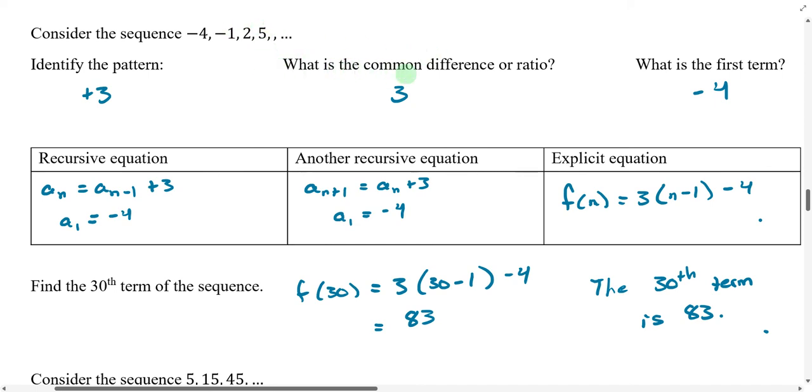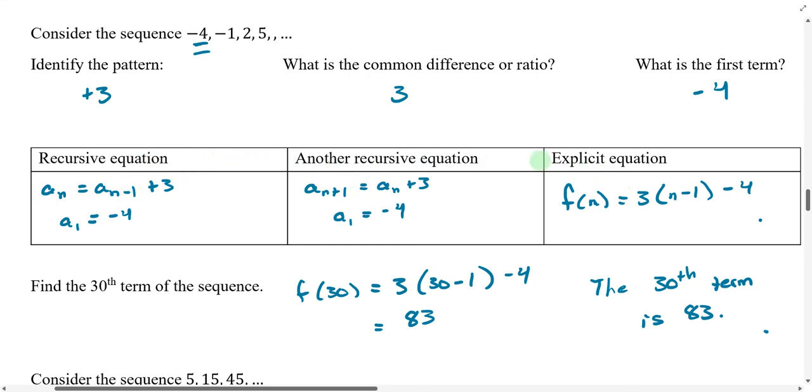Then it says, what is the common difference? Obviously, that's whatever we're adding by. So when you identified the pattern, you actually found the answer to this question. The common difference is 3. All right. The first term, really easy. Just look at whatever the first number is in the list. So in that case, it is -4. All right. And then we have all the information we need to build the recursive equations and the explicit equation. Okay. So you can see those set up here.